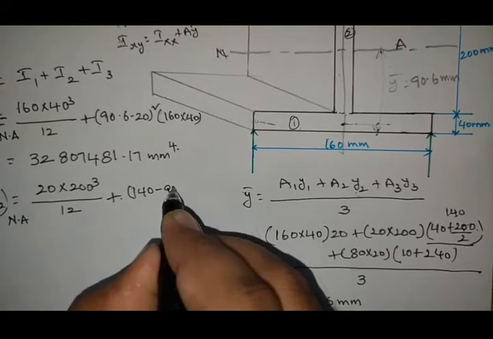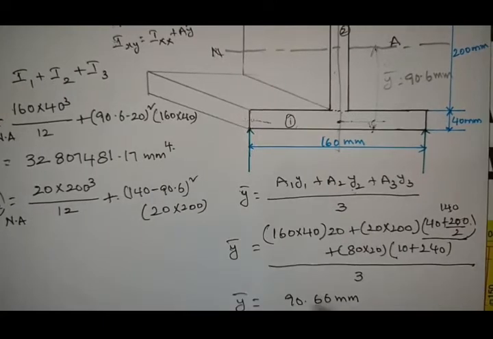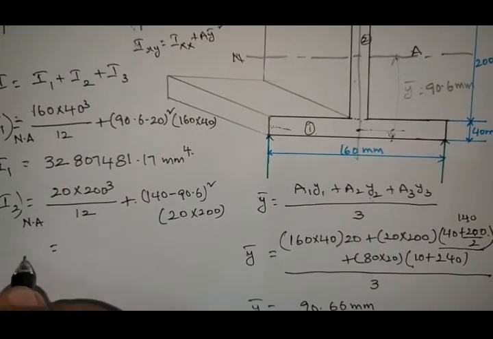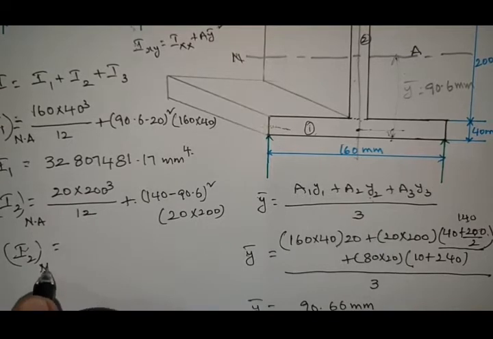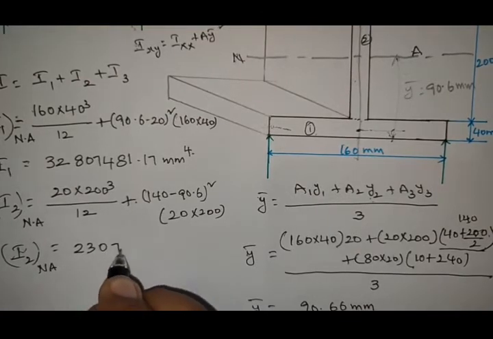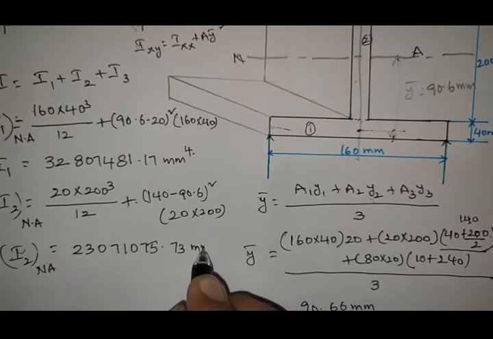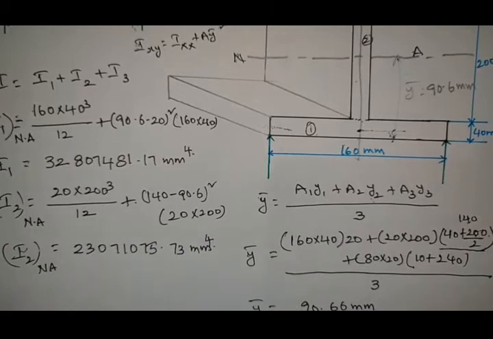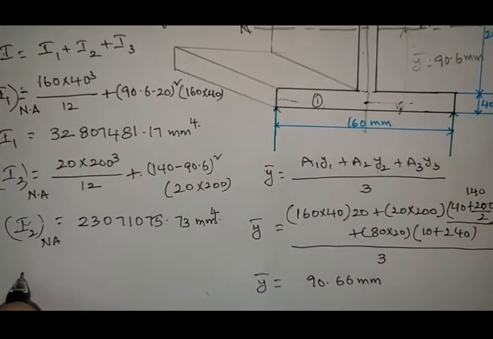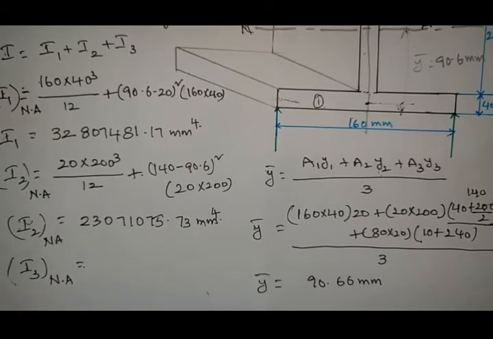minus 90.6 whole square into what is this area? 20 into 200. So now the moment of inertia you will get as I2 with respect to the neutral axis. So you will get this value as 230.71075.73 mm power 4.